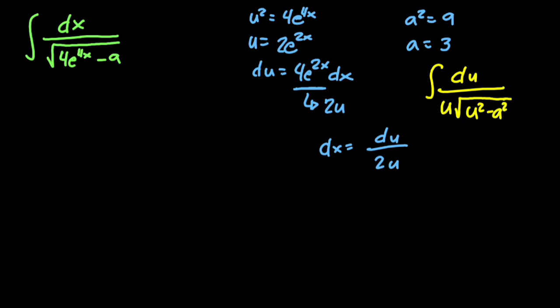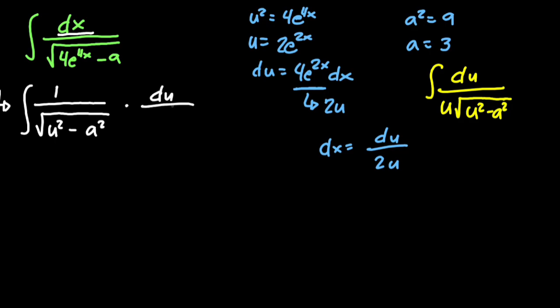But in our problem, there is no u assigned here. So we will fix that according to the values we have given. So the integral of, let's just put dx right here. So it will become the integral of 1 over this multiplied by dx. So this will become 1 over 4e raised to the power of 4x is u squared minus 9 here is a squared. Let's multiply this by the value of dx, which is du over 2u.